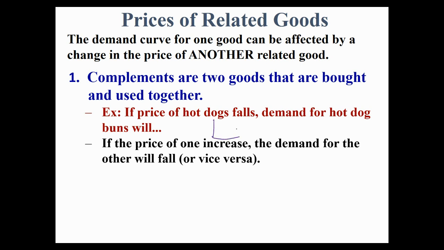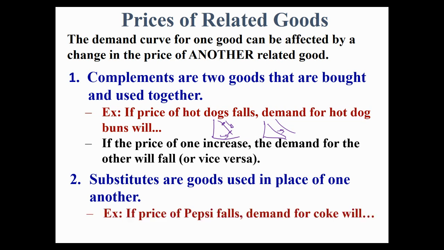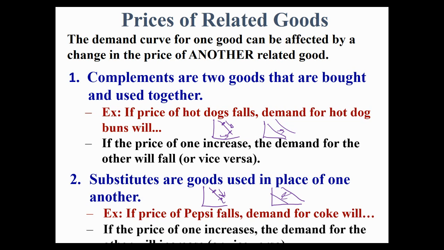So if we say this is hot dogs and this is hot dog buns, if the price of hot dogs falls, we're going to buy more hot dogs, right? So if we're going to buy more hot dogs, we need more buns, right? That's what's going to happen, or vice versa. Now, substitutable goods, it's the same basic premise. If the price of Pepsi falls, what will happen to the demand for Coke? Well, if the price of Pepsi falls and it slides down the curve, more people are going to buy Pepsi. So what's going to happen to Coke? Coke is going to shift to the left. So fewer people will buy Coke. Okay. And it goes the opposite.